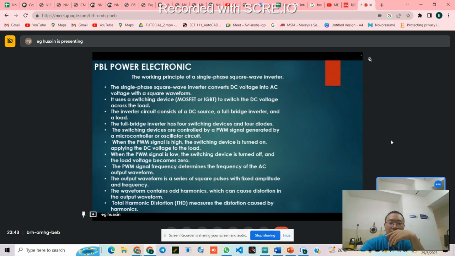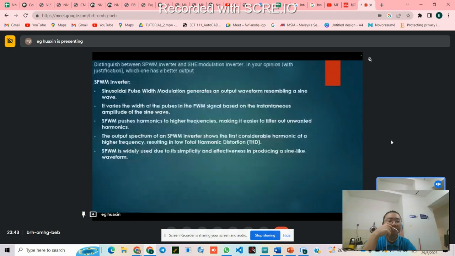So next will be the difference between the SPWM inverter and SHE modulation inverter, and which one is better. So SPWM is short for sinusoidal pulse width modulation inverter, and SHE is short for selective harmonic elimination modulation inverter. So let's talk about the SPWM inverter first.